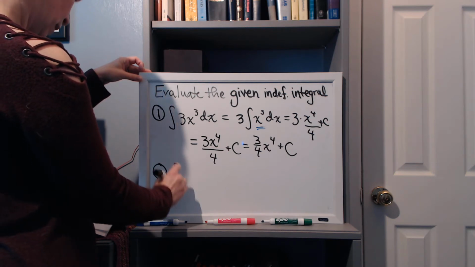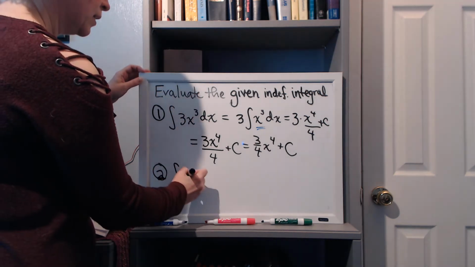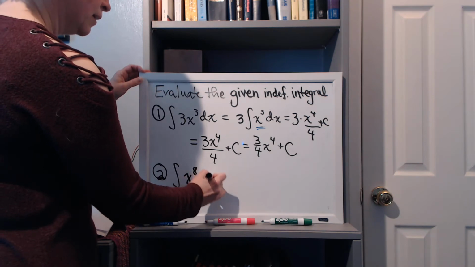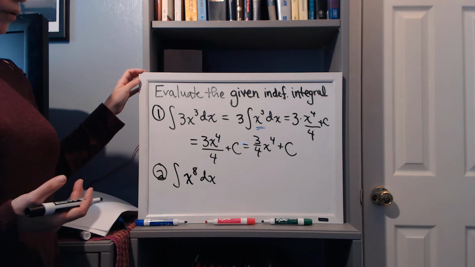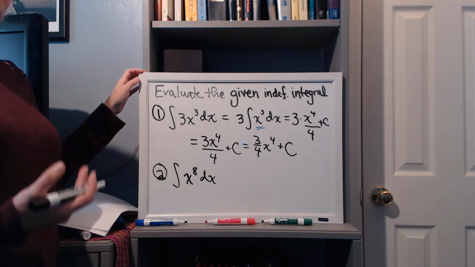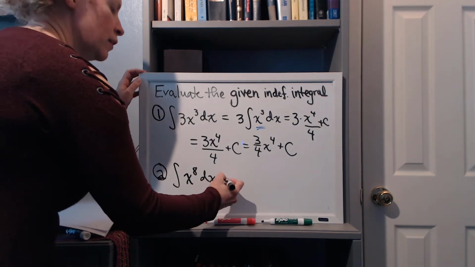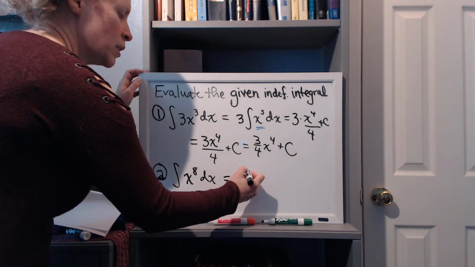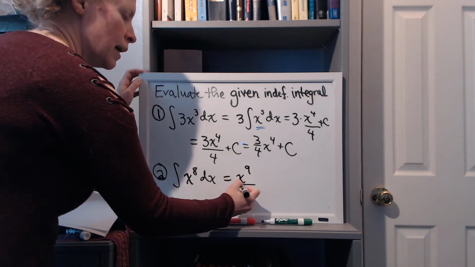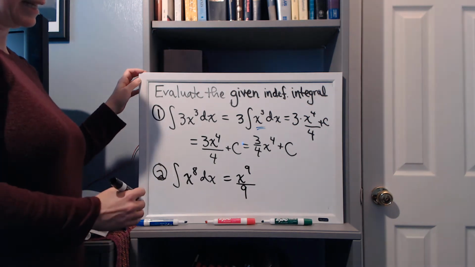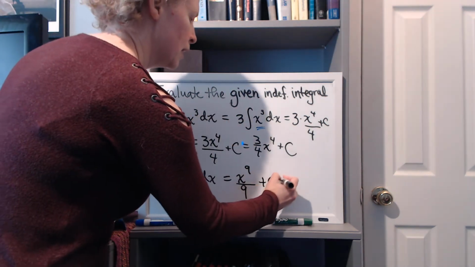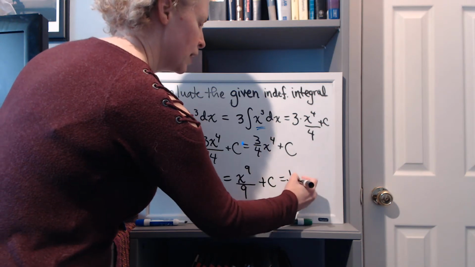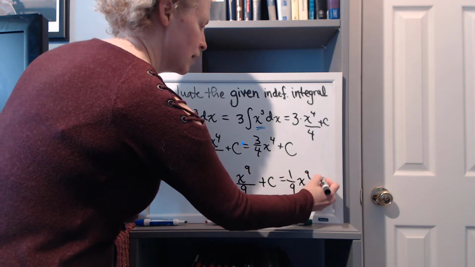Example 2, we have the integral of x to the 8th dx. And here we don't need to pull anything out of the integral. We can just simply use the power rule for antiderivatives. So we're going to add 1 to the power and divide by the new power. So we're going to get x to the 9th over 9 plus c, which we can also rewrite as 1/9 x to the 9th plus c.